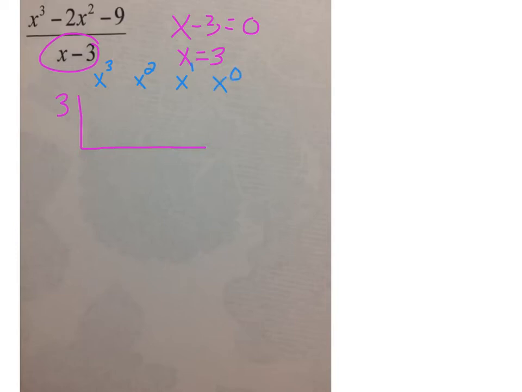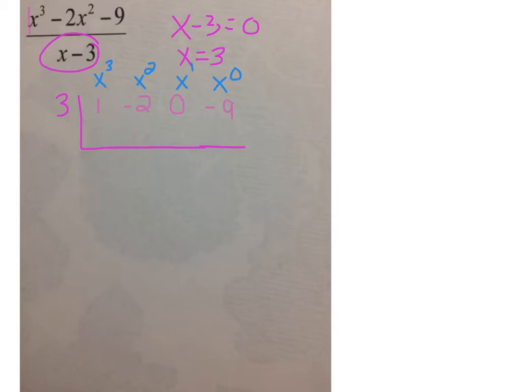Alright, so we found our 0. Now we need to list the top coefficients. Remember, coefficients are the numbers in front of the variables with exponents. So my first coefficient is positive 1. My second coefficient is negative 2. And then I don't have an x to the first, so remember, we're going to put a 0 as a placeholder. And x to the 0 just means your constant term, which is negative 9.